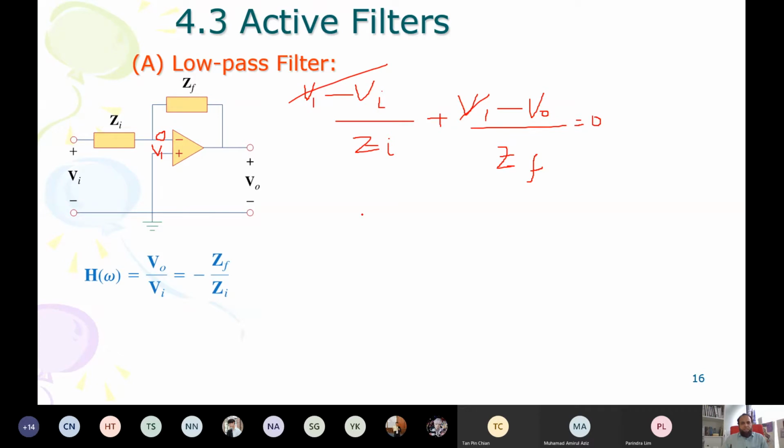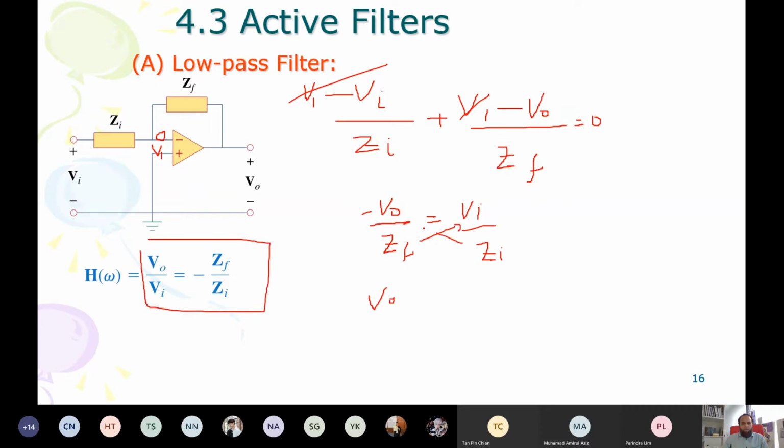or we can say that minus Vo over Zf is equal to Vi over Zi. Now we cross multiply, we get this, right? So this is how we get the transfer function, and this is something that you may have to do if you're given a circuit like this. Once we have the transfer function, then we can play around with other things.